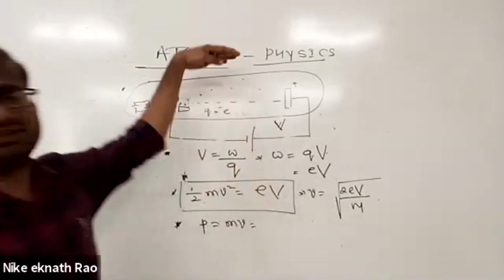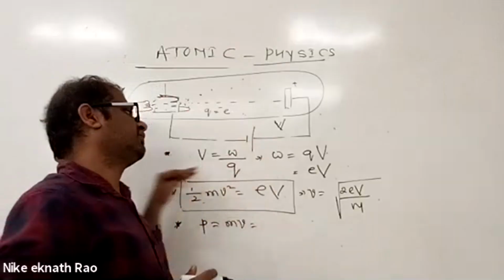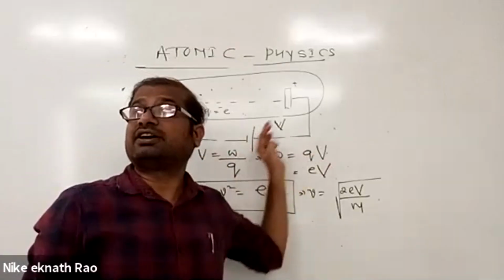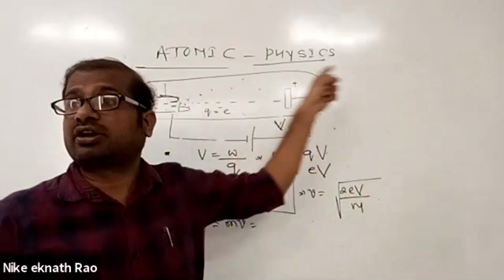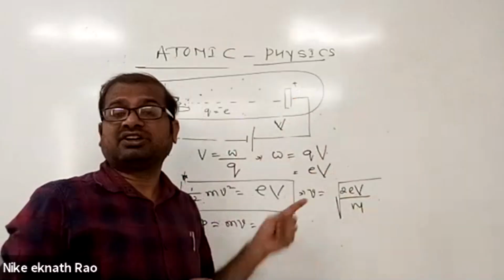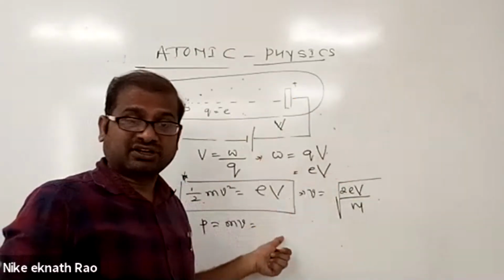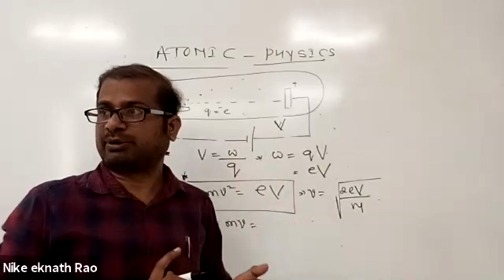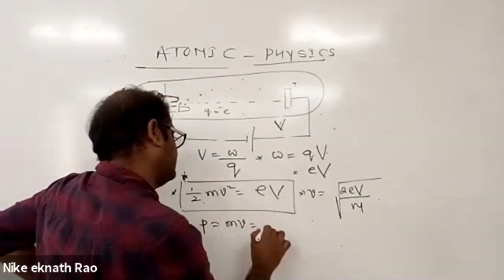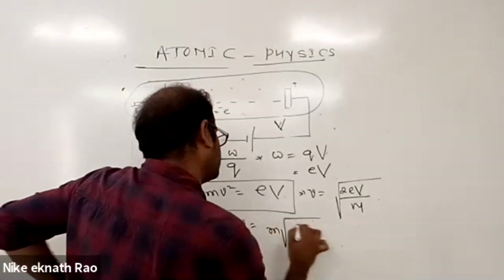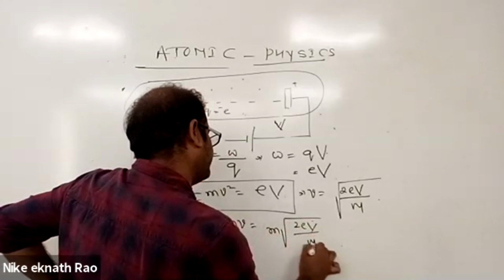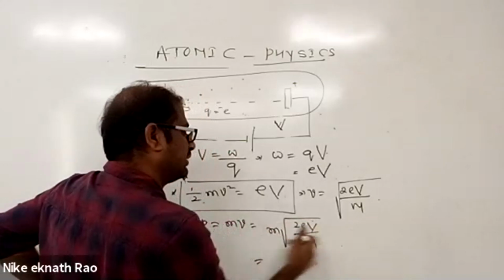Now, I already discussed moving charges and magnetism. When these fast moving electrons enter a magnetic field, they experience a magnetic force perpendicular to the velocity, so they trace a circular path with some radius. Questions of this kind will be asked, so keep that in mind. Therefore, momentum p is m into v, which is m root of 2eV by m, and m square will get cancelled.